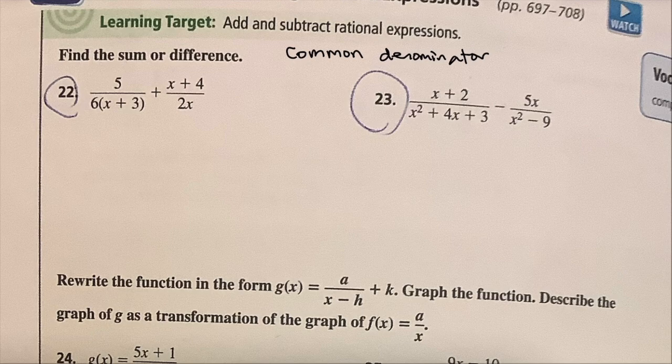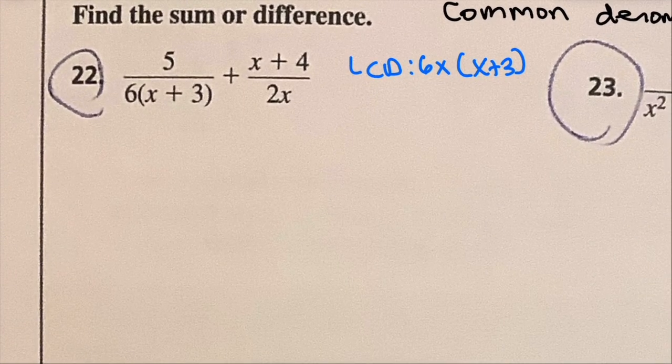For 22, our least common denominator needs to include a number that both 2 and 6 will go into. So just use 6. We have a lone little extra x, just hang in there. And then we also have that x plus 3 quantity. So our least common denominator has to include those things. Now, let's compare what we want our common denominator to be.